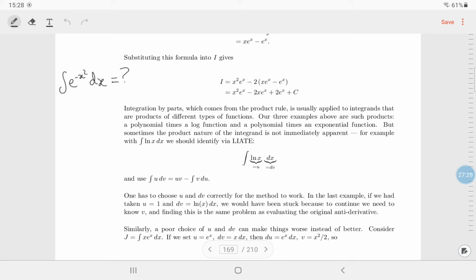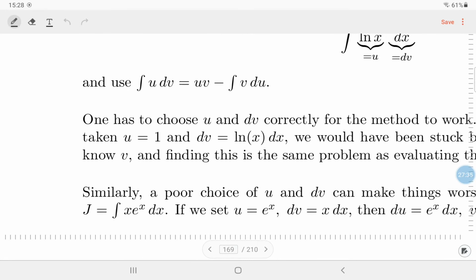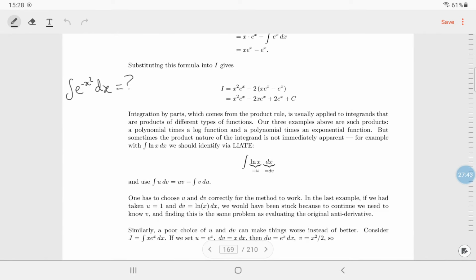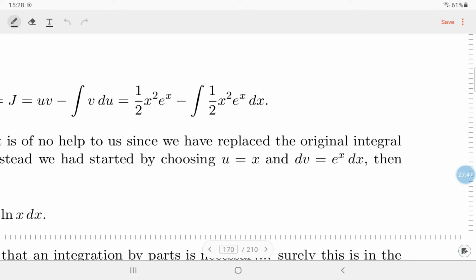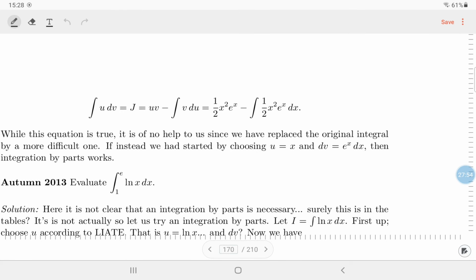A good example of this is x e to the x. If you do LIATE, down the bottom, there's no log, there's no inverse trig. Algebraic, yes, so you should pick u to be x. But what happens if you pick u to be e to the x? You can still use the formula, but you end up with something that's more complicated than what you started with. So you do have to pick the u correctly. It isn't just a case of picking the u so that it's easier. If you pick the u incorrectly, it probably won't work.